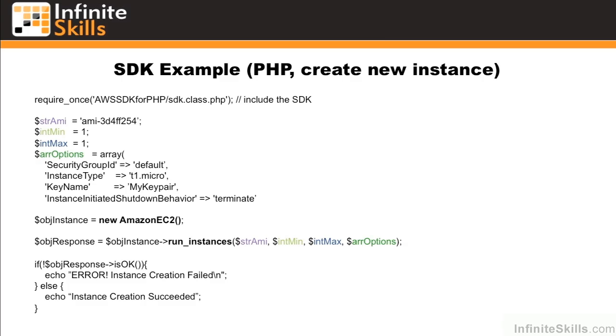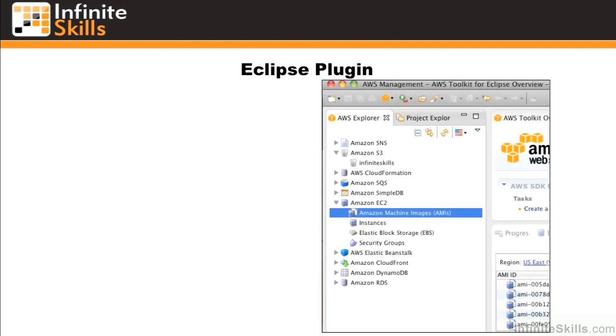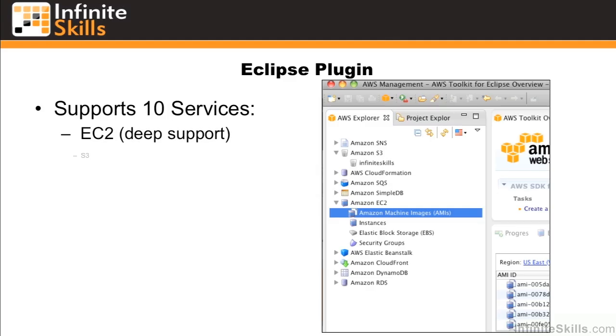Here's an SDK example in PHP of creating a new instance. Up here at the top, you can see that we require the SDK. We set up some parameters for it. We instantiate a new instance of an EC2 object in this case, and then we simply call a method called runInstances, passing in the variables that we described before. For developers, I also highly recommend the Eclipse plugin. It supports 10 services such as EC2, S3, SQS, DynamoDB, and so forth.